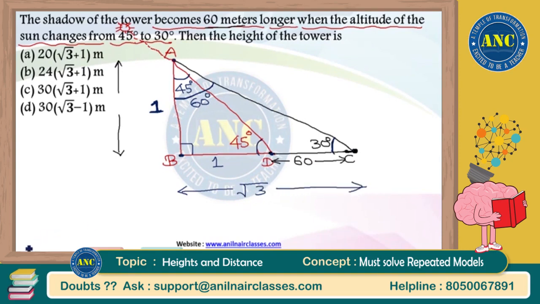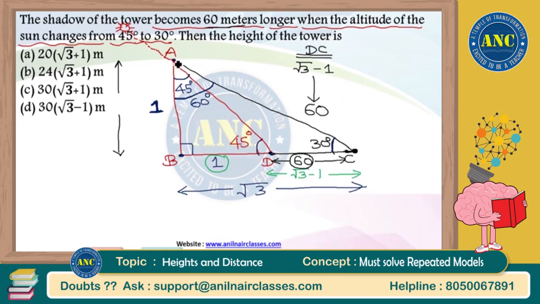That means according to my assumption, BD value is 1 and entire BC value is root 3. That means DC value according to my assumption is root 3 minus 1. But according to the question, DC value is 60 meters.